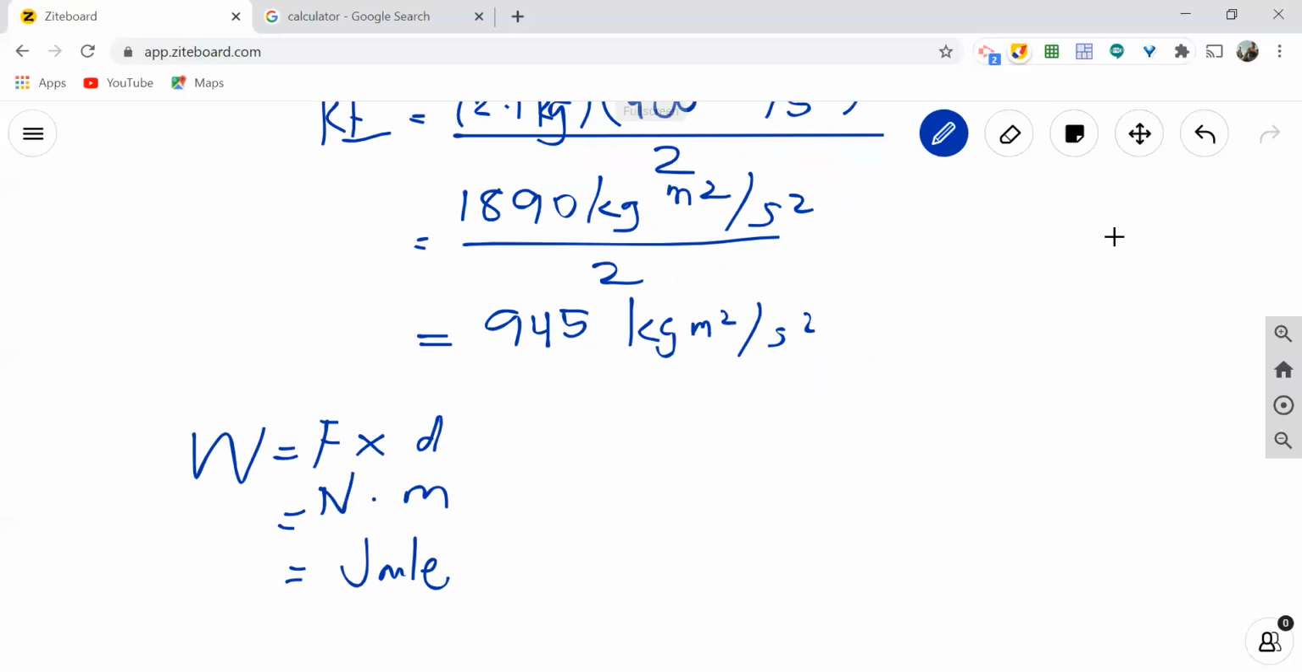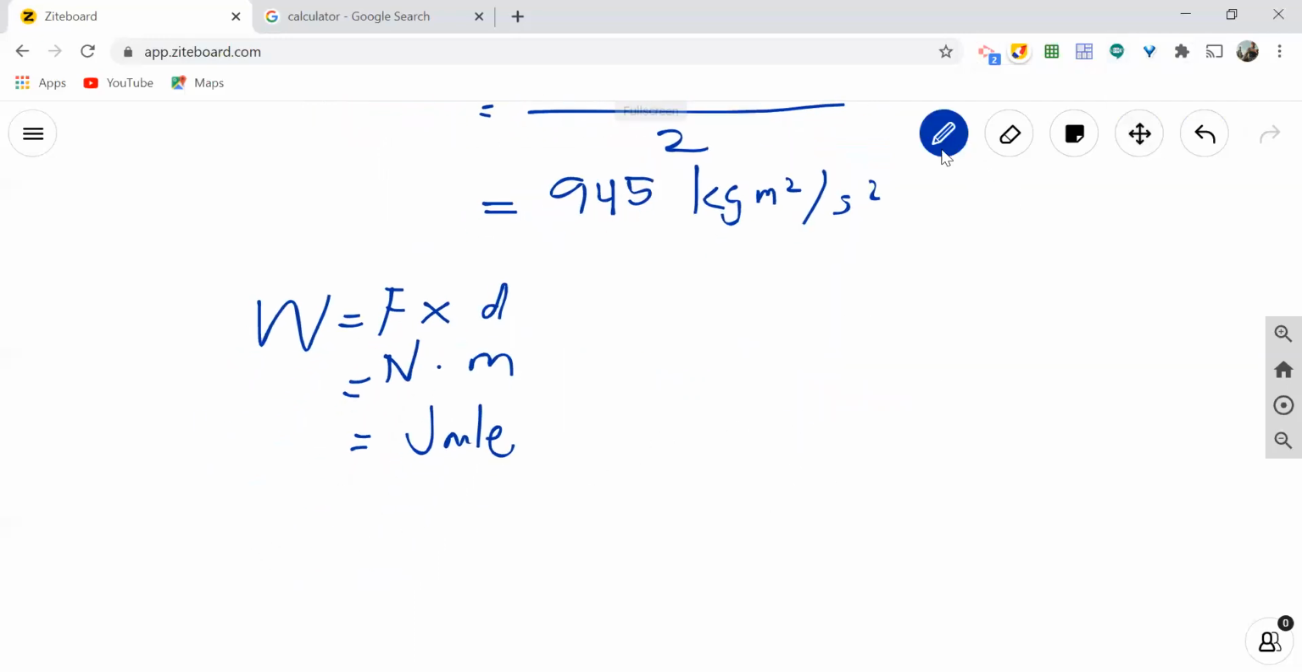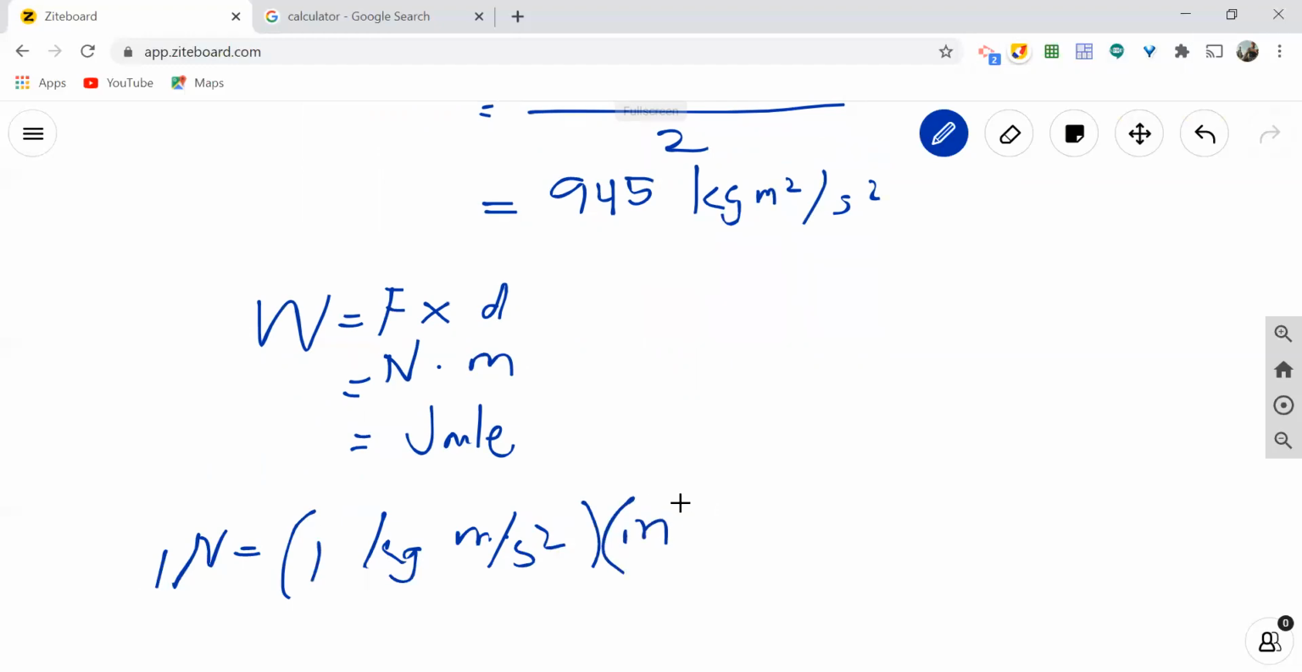According to our previous lesson, 1 Newton is equal to 1 kilogram meter per second squared. So 1 Newton is equal to 1 kilogram meter per second squared times M. Alright? So minultiply pa natin siya ng M. So we are multiplying same units. Therefore, we can now get the same units here as it is.